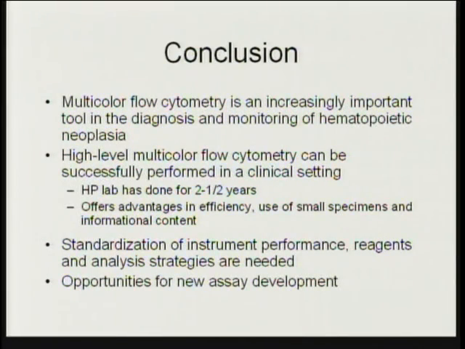So in conclusion, I'd like to say multicolor flow cytometry is an increasingly important tool in the diagnosis and monitoring of hematopoietic neoplasia. And high-level multicolor flow cytometry, such as the 9 or 10 color approach that we use in our laboratory, can be successfully performed in a clinical setting. We've demonstrated this over the last 2.5 years. It offers advantages in terms of efficiency, the use of small specimens, and the informational content that's provided. This approach also is ultimately going to allow for the standardization of a variety of different components of clinical flow cytometry analysis, in particular the diagnosis of leukemia and lymphoma, and provides an increasingly broad array of new opportunities for new assay development.